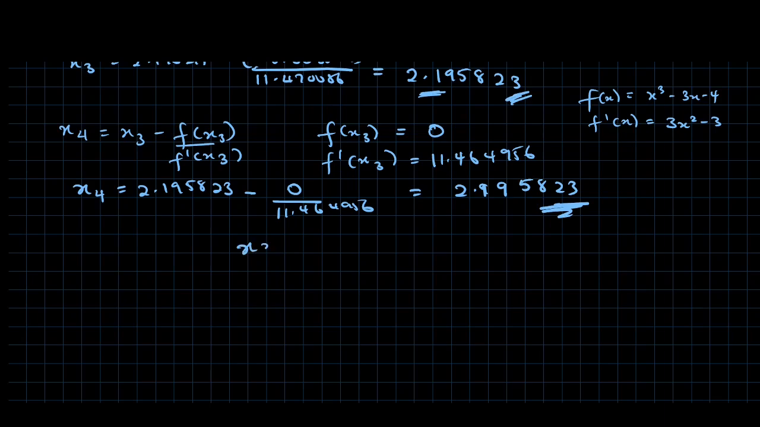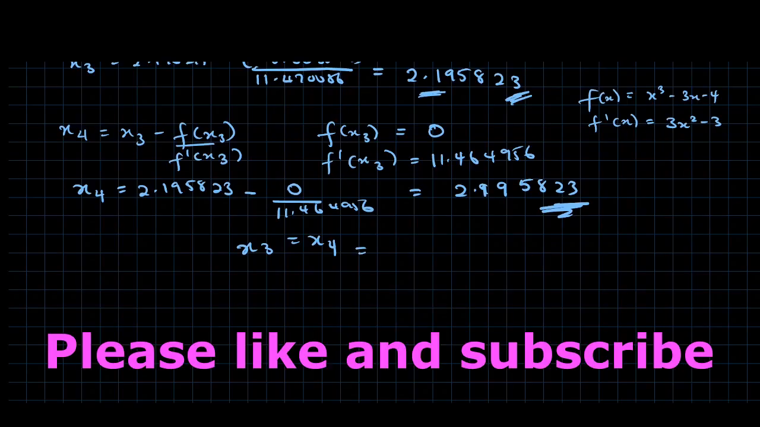So now x3 is equal to x4. This is what we call the point of convergence. Therefore, we now know that our final root answer is 2.195823. You can also check it on your calculator. You find out that this is very close to the actual root.